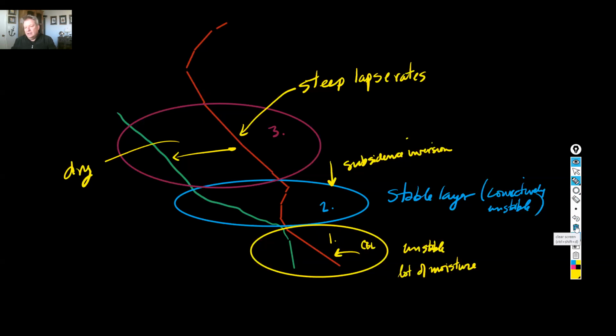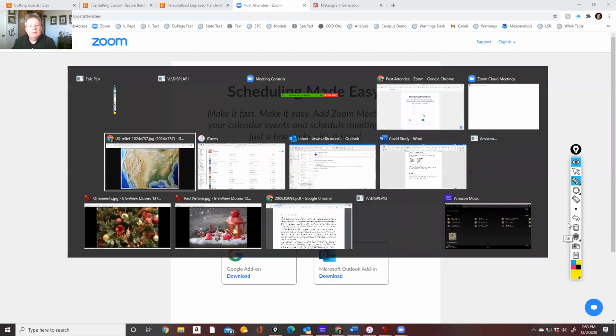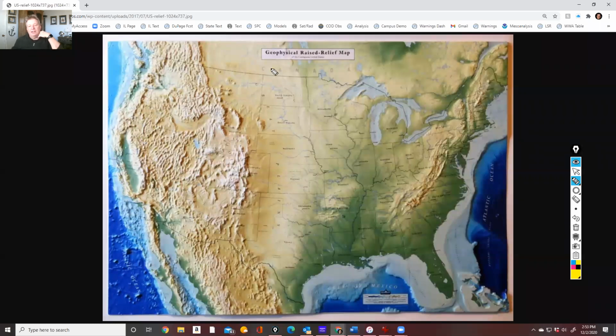I'm going to delete this for a second and go to this map. This map is a geophysical raised relief map. So right here, this is sea level. We have an air mass in this. It's called maritime tropical. Maritime means it's from over the water. Tropical means it's warm. And so if I get southeast winds, I get moist advection coming up to the plains.